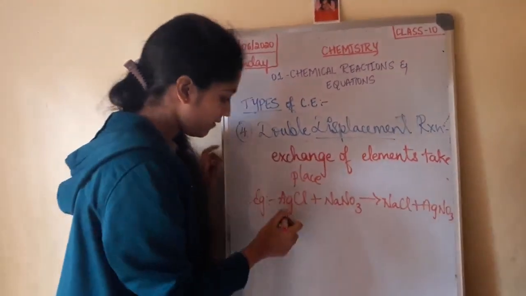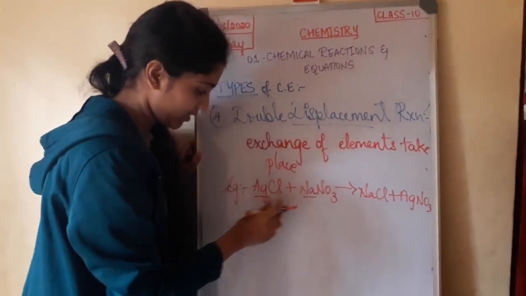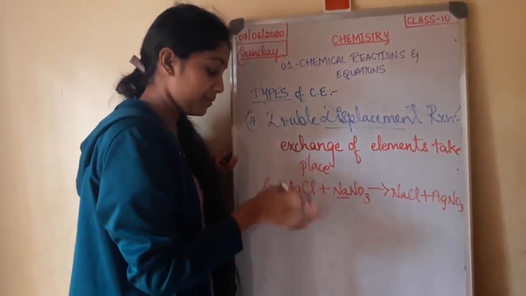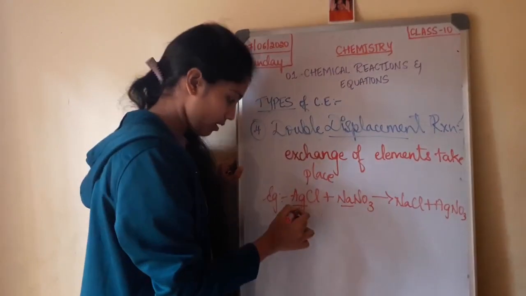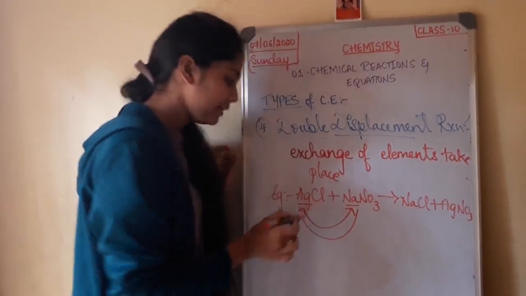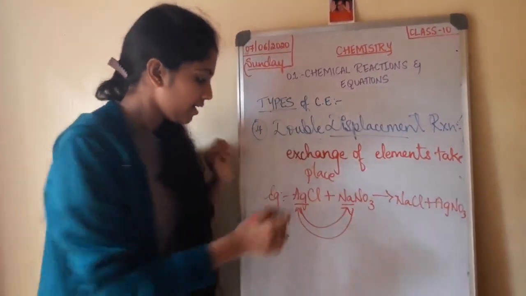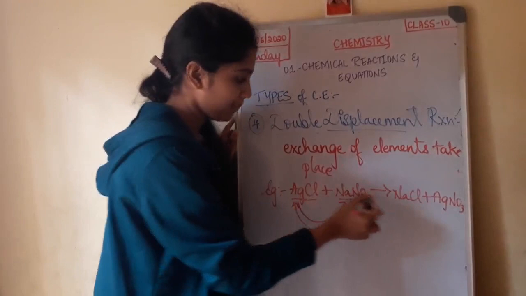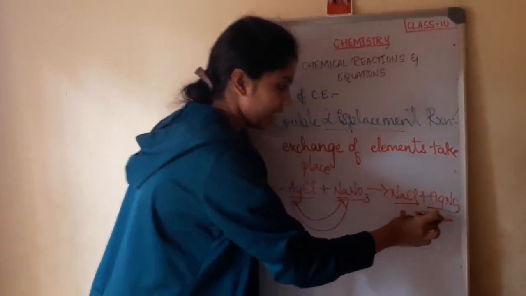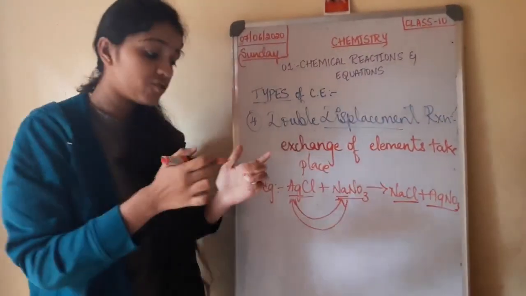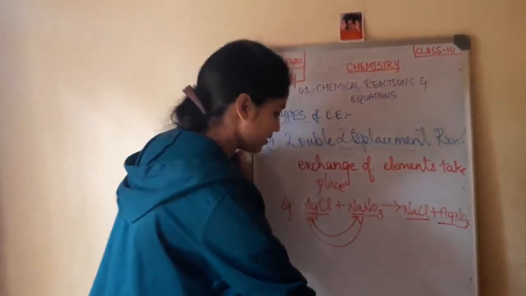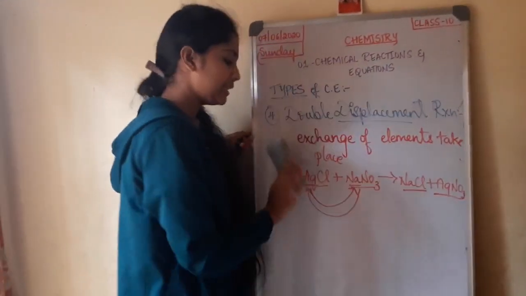Now, can you observe Ag, that is silver, Ag, that is argentum, that was its Latin name, but now it's been changed to silver. Now, Ag and sodium, they exchange here. Silver chloride becomes sodium chloride, and sodium nitrate becomes silver nitrate. This is what we call the exchange of ions, and this is called the double displacement reaction. Simple double displacement reaction, exchange of elements takes place.